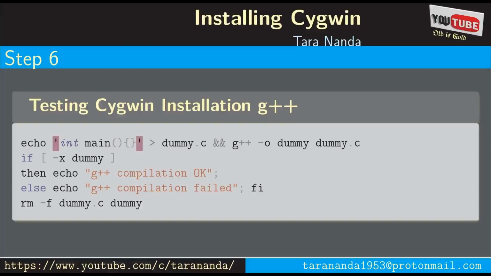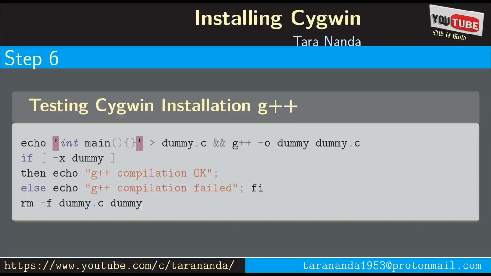The next statement tests if dummy was created, in which case indicate with the message that G++ compilation is OK, else indicate that G++ compilation failed. Finally, remove both the dummy.c and the dummy files. We don't want to accumulate excess stuff.